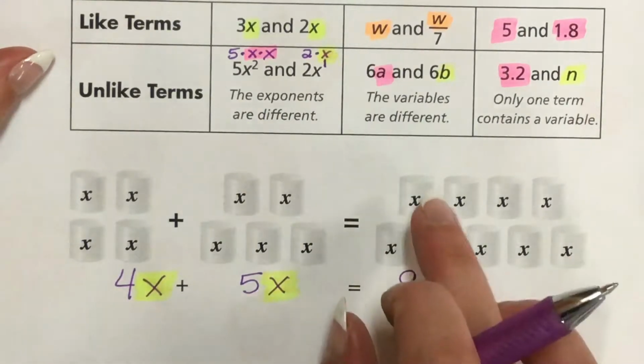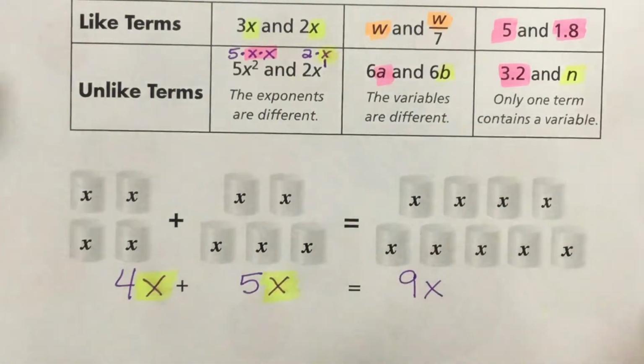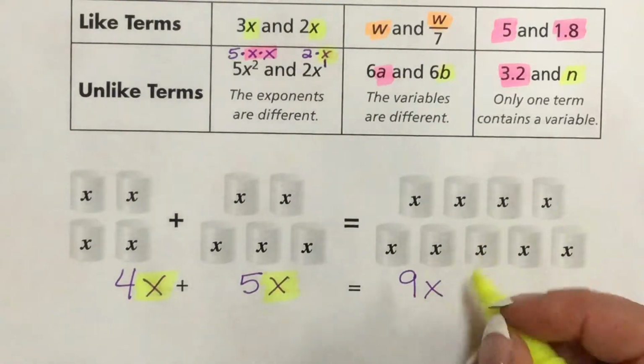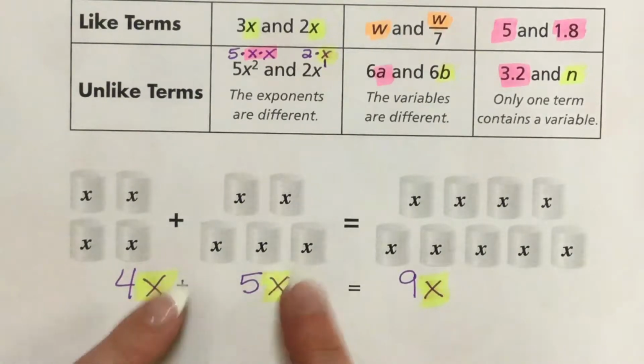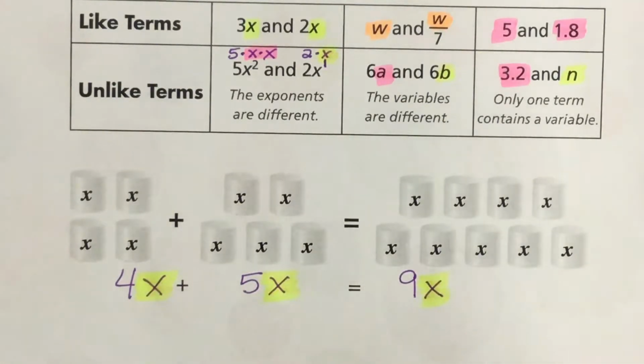And if we look here and we count 1, 2, 3, 4, 5, 6, 7, 8, 9, it's the same thing. And they all have that same x. So this is how like terms work. Whatever has exactly the same variable, you can just add them together and you end up with 9x.